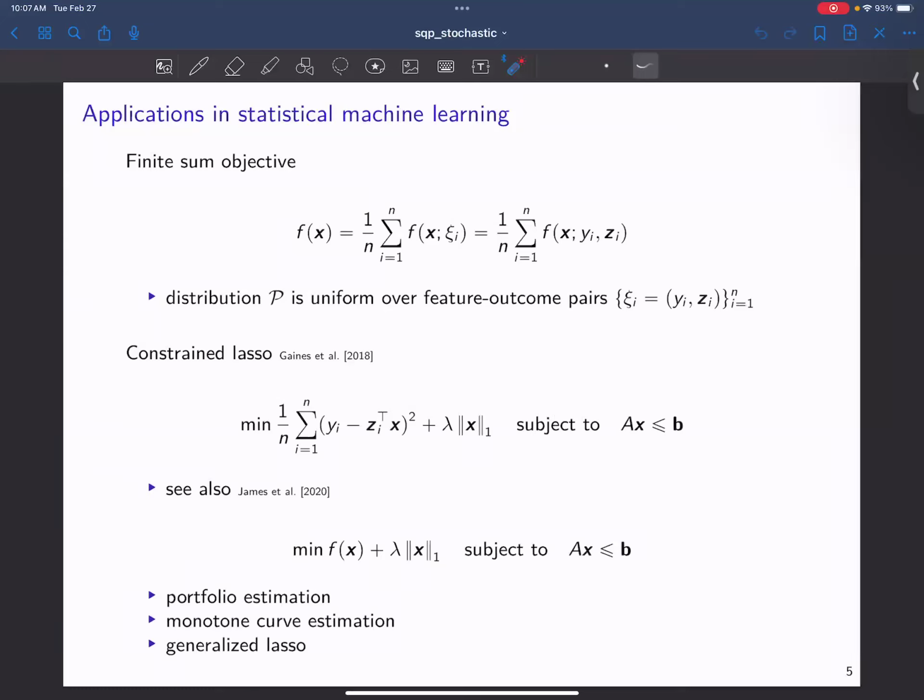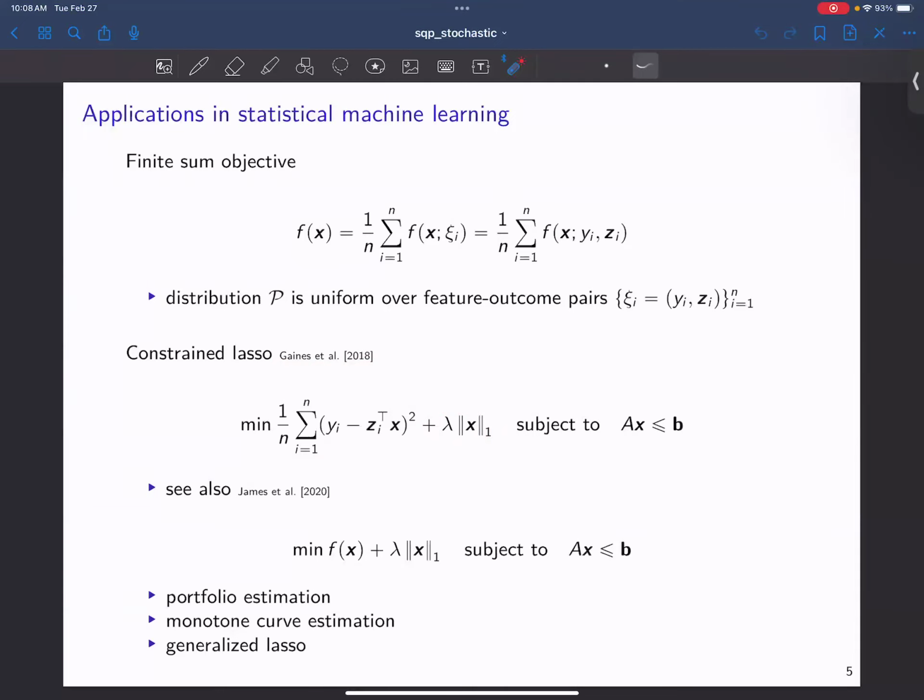There are many examples that are more recent. For instance, there are 2 JASA papers in the last 5 years focusing on lasso where we have constraints. So there's this paper in 2018 that looks at the lasso formulation of the problem. So we minimize the residual sum of squares plus L1 penalty on the coefficients. And in addition, so this would be the usual lasso problem, but then in addition, we have the constraint that Ax should be less than or equal to b.